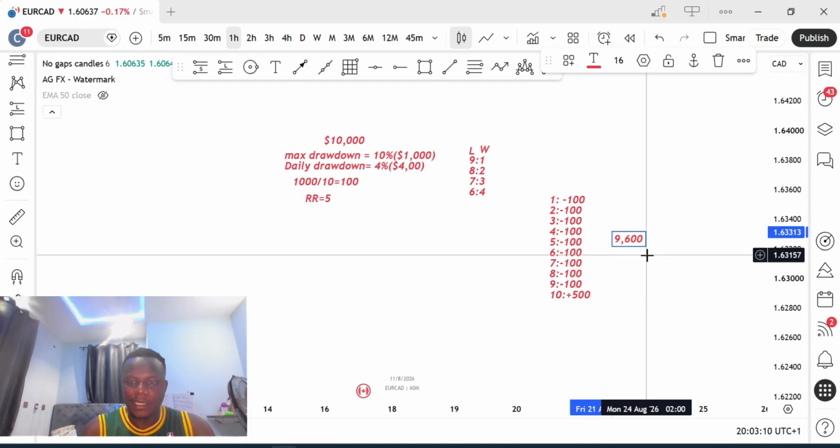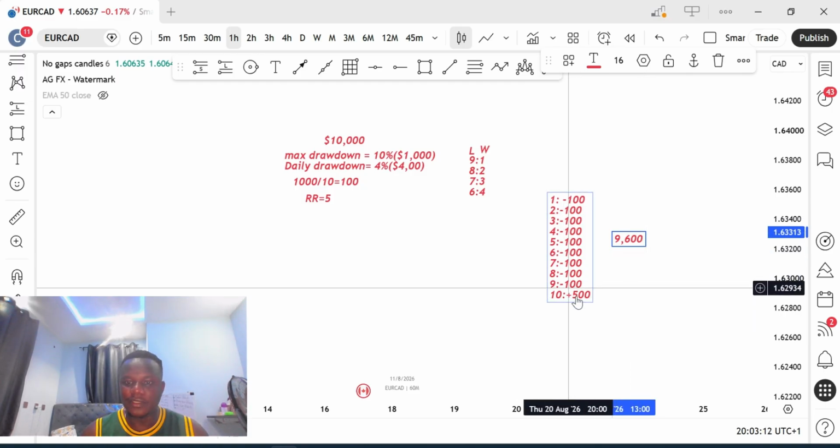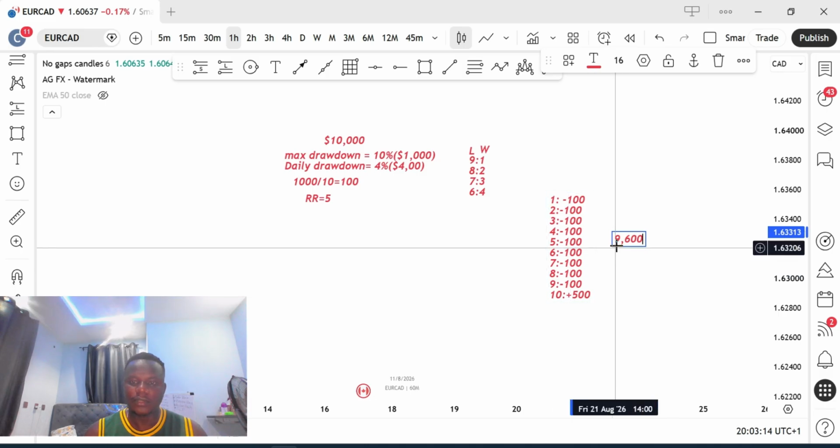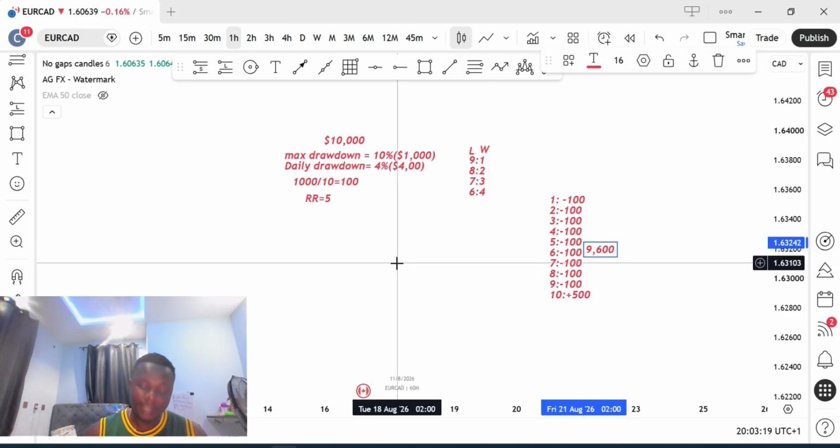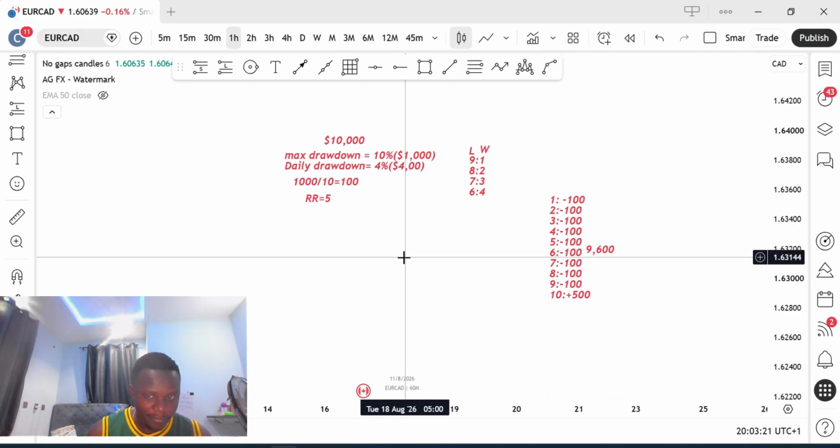9,600, right? Yeah, because we are going to minus 900, minus 500 we won here is 400. So that is 9,600, which is going to be our balance. Have you seen that we have not blown this account, but we are not in profit? Do you understand? So this is the first.